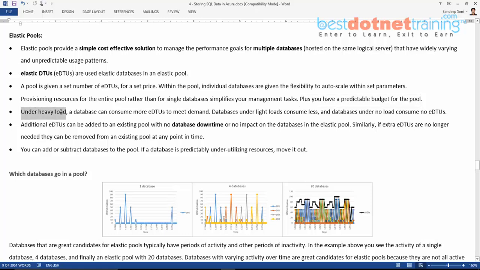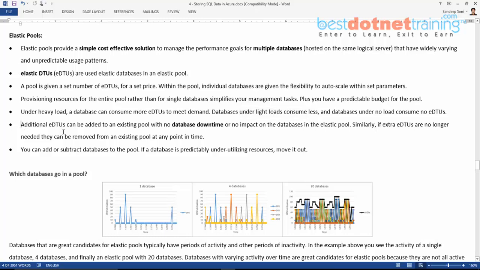Whenever the load is heavy, a database consumes more eDTUs, and whenever the load is low, the database will consume fewer eDTUs. So when one database is consuming fewer eDTUs, the remaining eDTUs can be consumed by another database which has more load. So that is the basic advantage. Sharing is the concept here.